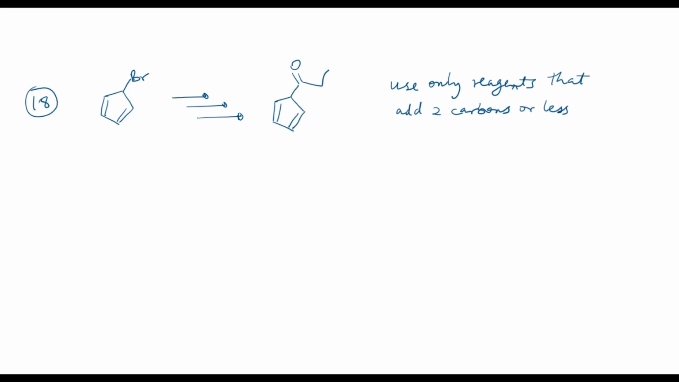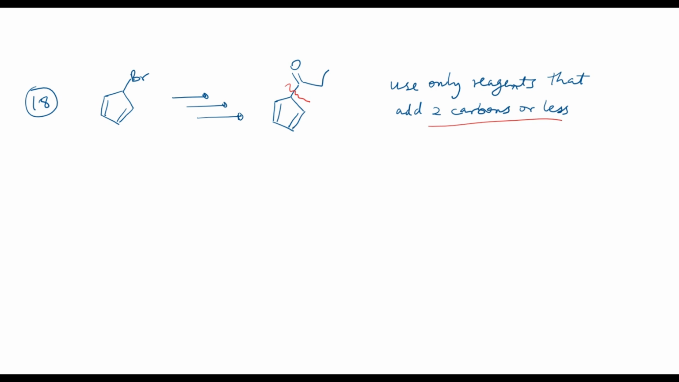This question asks us to show how we can convert this starting material into this product. However, we're told to only use reagents that can add 2 carbons or less. As usual, we need to apply retrosynthesis. Try to split this product into 2 simpler molecules. To do this, I will need to split this compound here, since this part is similar to my starting material. So that's a good place to split the molecule.